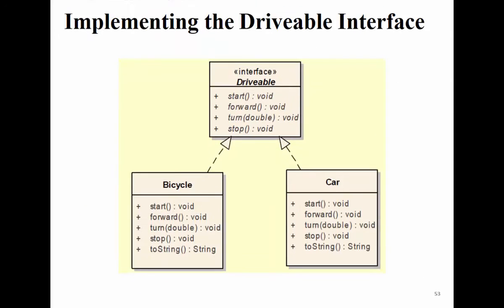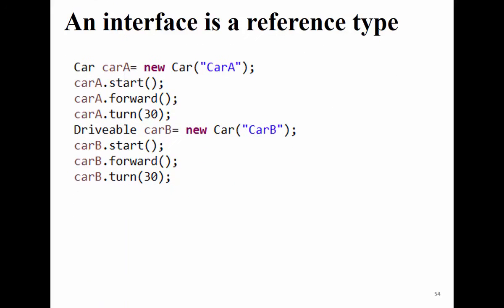Okay. So this is the way of showing the relation between the car and bicycles to the interface. And here is very important. We can use the drivable as a reference. We cannot use it to create an object. You can see here, I can create a car object, a new car. I give the name for the car. Then I can ask car A to start, car A to go forward. And you can see here the reference type or the declaration type is what? Car. Look here, a drivable car P.